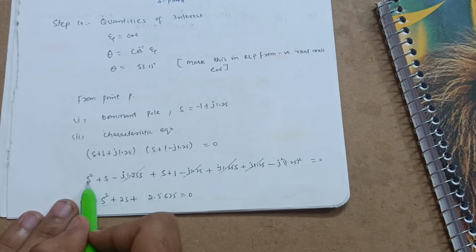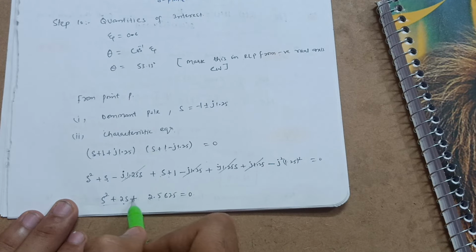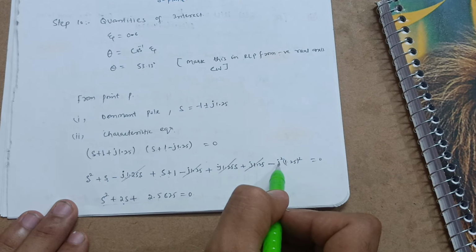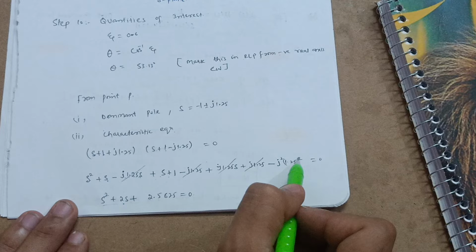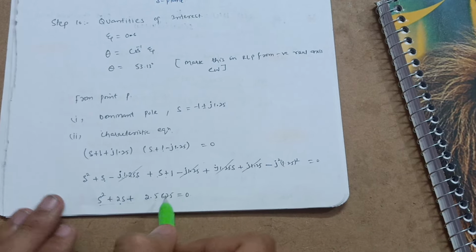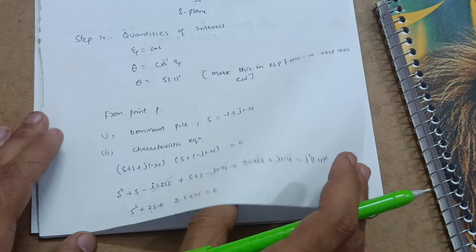So s square plus s plus s is 2s, plus 2.5625. You get this value because by putting j square equal to minus 1 and the square of 1.25, you will get plus 2.5625 is equal to 0. This is the characteristic equation formed for this dominant pole.